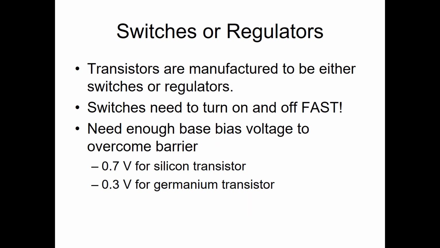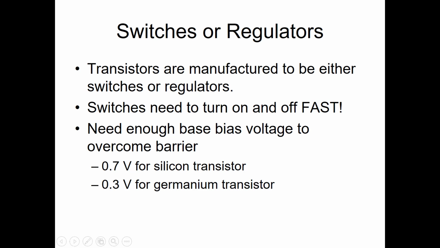If they're switches, they need to turn on and off very fast. Switch transistors are usually used in applications for digital electronics, things like computer type systems, and they turn on and off very fast. But there does have to be some voltage bias to turn the transistor on. For a silicon transistor, that's about 600 or 700 millivolts, 0.6 to 0.7 volts.